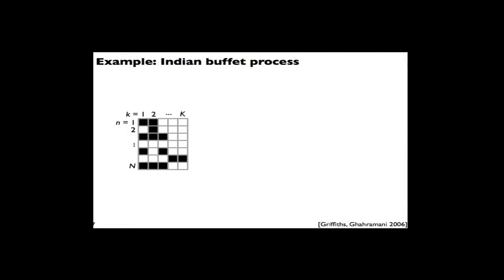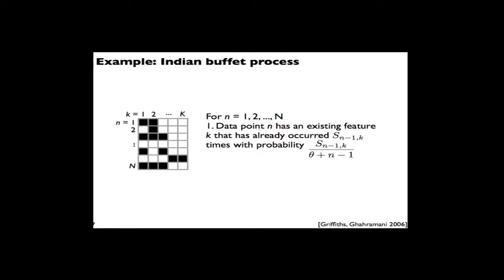So we're going to fill in our exchangeable feature allocation by examining each data point one at a time. And for each data point, we're going to do the following. We're going to say that, number 1, the data point has features that we've seen before with probability proportional to the number of times that feature has occurred. That's this S_{n-1,k}. Here, theta is just some parameter of the model, and n is the number of data points that we've seen so far. Next, we're going to say that a data point has a Poisson-distributed number of new features. So here, gamma is just some other parameter of the model.